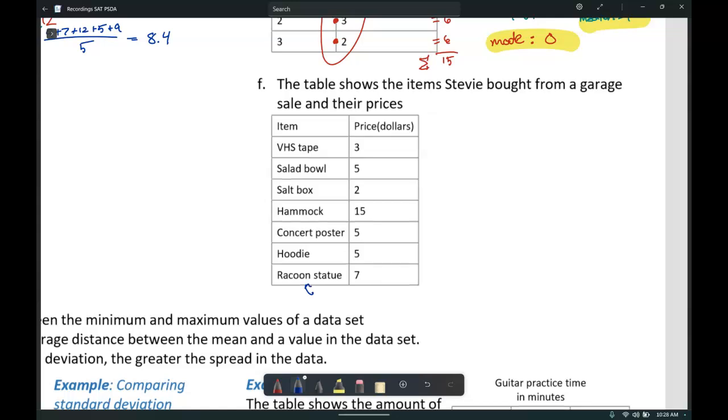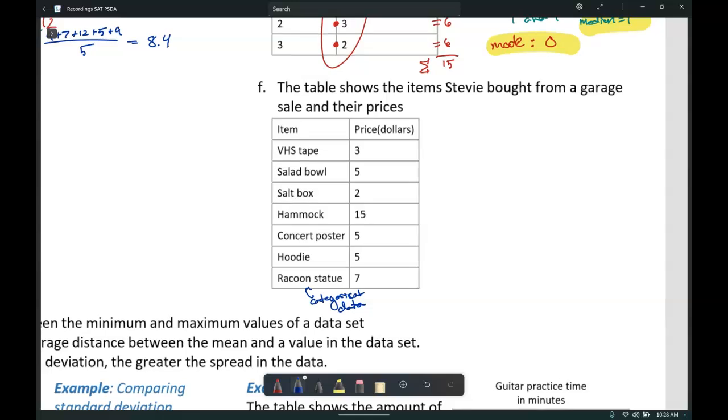Here we have what's called categorical data, where it's categories. It's a list of things. It's names of stuff. When we have categorical data, we can't find the mean or the median because those are mathematical computations. We can, however, find the mode of categorical data if he bought more than one of any given item. Say, for example, he bought 2 salad bowls or 3 salad bowls. We could find the mode and list it as that item. The mode would be salad bowls. Or if he bought 5 hoodies, the mode would be hoodies. Okay? So we cannot find the mean or the median in categorical data.